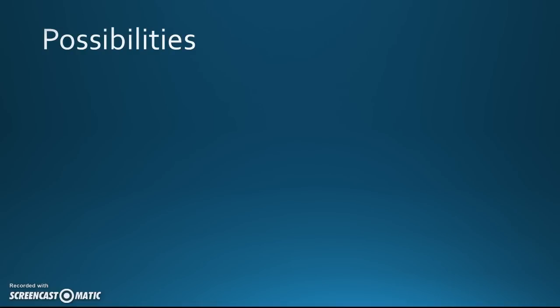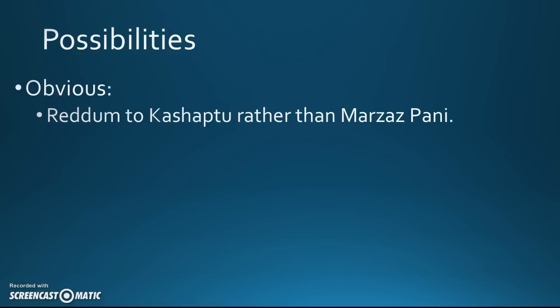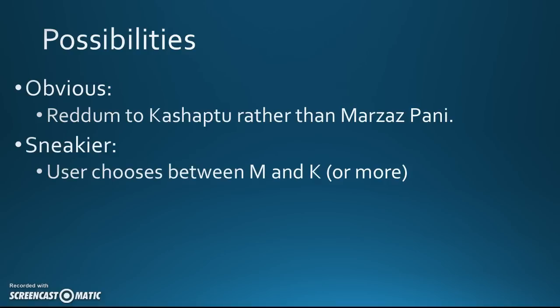Right, there's loads of possibilities of how this might be implemented. Look at the student room or the AQA computing wiki book. I think the obvious one is the Reddum to Kashshaptu. So rather than it going to a Marzaz Pani, it goes to a Kashshaptu when the Reddum reaches the side of the board. I think it's perfectly possible they could ask you to choose between those two, or even between a number of pieces. I think it'd be quite nice for it to be completely free choice, same as it is in chess.